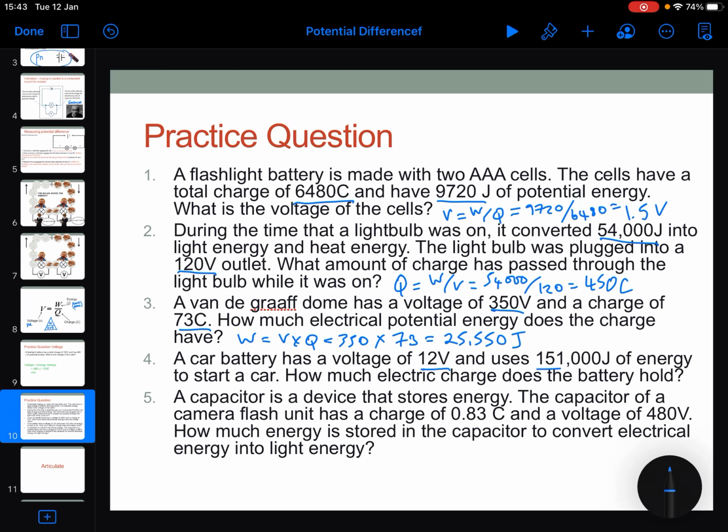Number 4, 12 volts, 151,000 joules of energy. You're working out charge, so Q is W over V equals 151,000 divided by 12, which gives a weird answer, 12583, and it's charge, so it's coulombs. And our final one, charge of 0.83, voltage of 480, working out energy, which is V times Q, which equals 0.83 times 480, which gives an answer of 398.4, and it's energy, so it's joules. All right, thanks everyone. Please let me know if you have any issues.